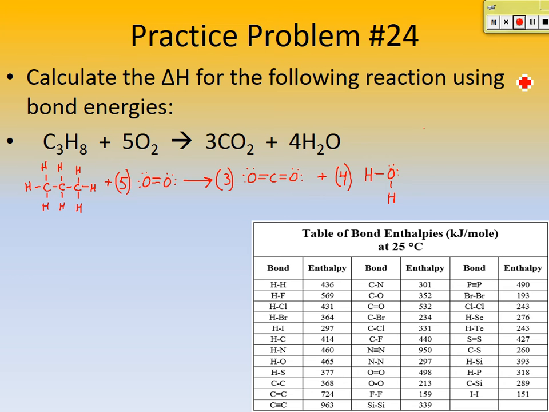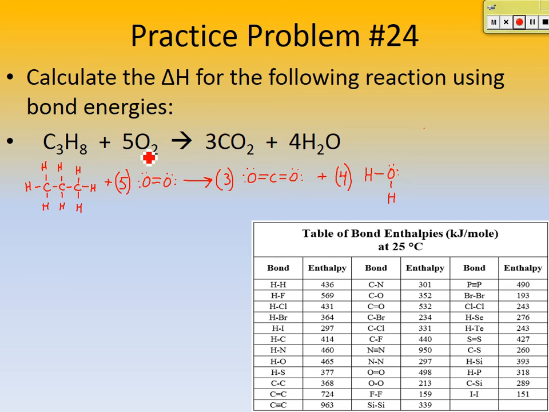Okay, this is a little bit more complicated problem. Let's see how you did. Hopefully you got the answer right. But I wanted to kind of look at it first and predict whether it's going to be endo or exothermic. Guys, this is propane, and when we burn propane, does it release heat or does it absorb heat? It releases. So our delta H should have a negative number, right? Should be negative. If it's not, then we know we did something wrong.